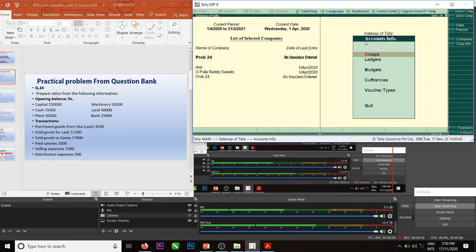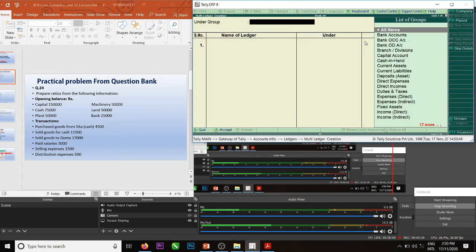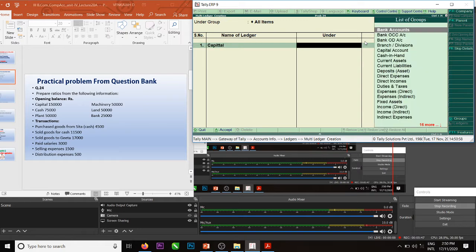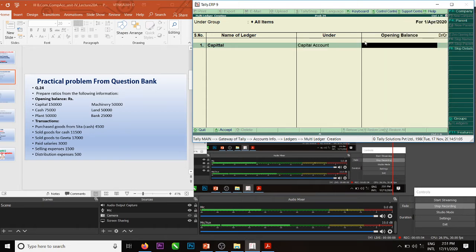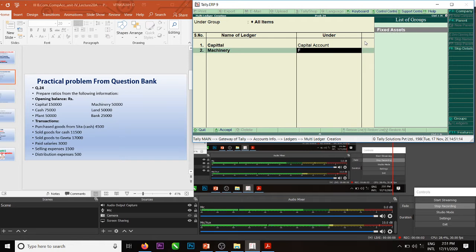Accounts info, ledgers, multiple ledgers create, all items. Capital, amount is 1,50,000. We have to select the group under which we are going to create it. Machinery, under fixed assets.